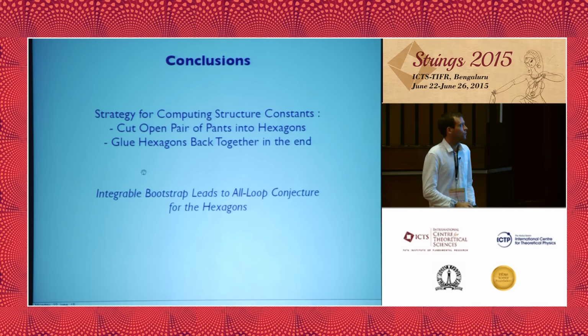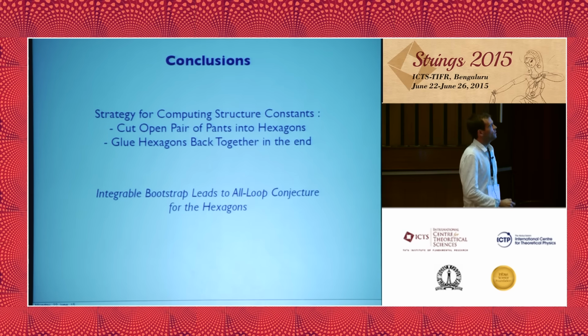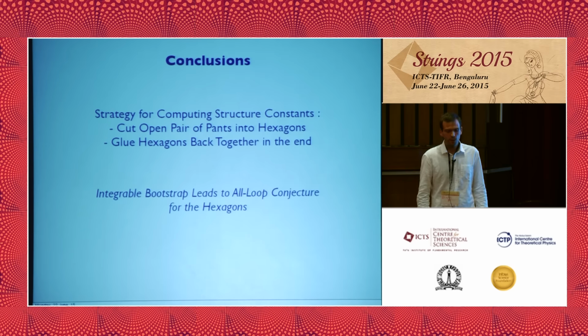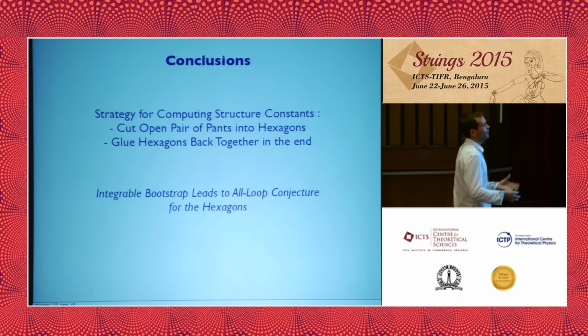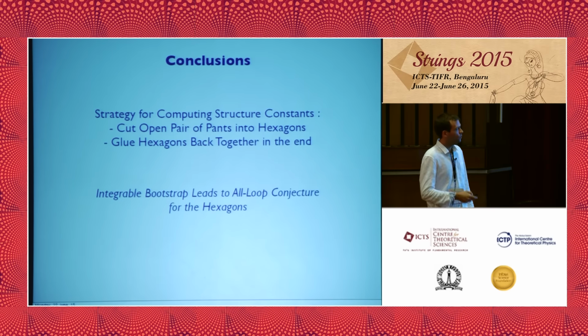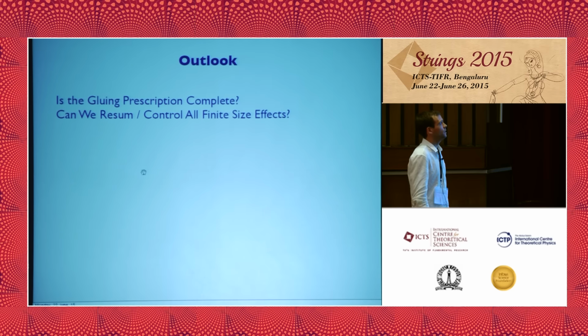So here's my conclusion. I presented you a strategy for computing structure constants, which is to cut open a pair of pants into 2 hexagons. And eventually, once you're done with solving the problem with your hexagons, which we believe we did to some extent, comes the question of gluing back these hexagons together consistently. Okay? And I have shown you our loop conjecture for these hexagons. So there are many things that we want to do.